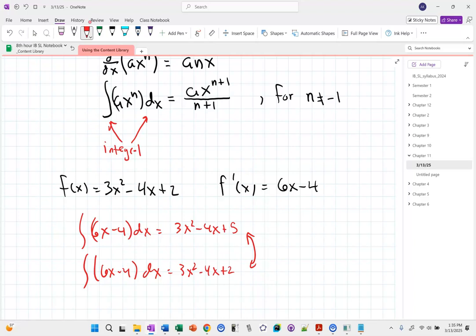Same input, two different outputs. That's bad. That's bad, right? We don't want that.